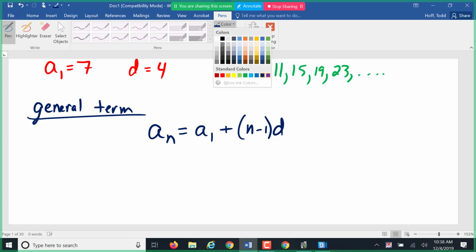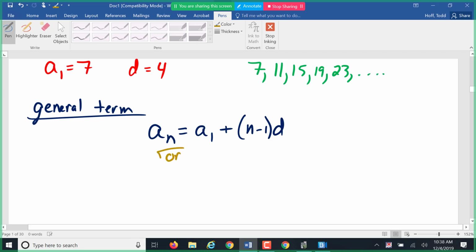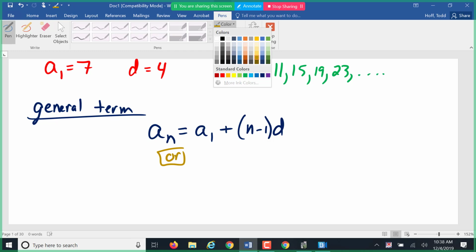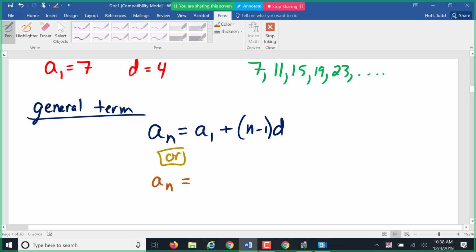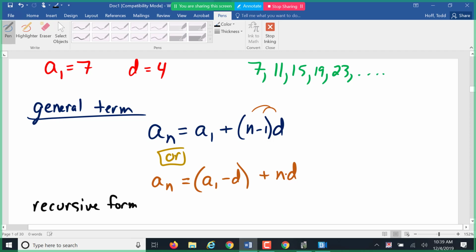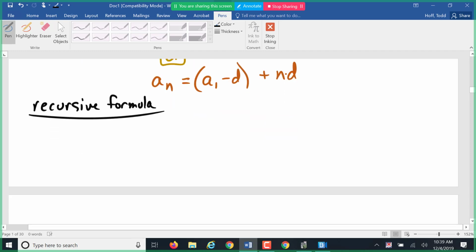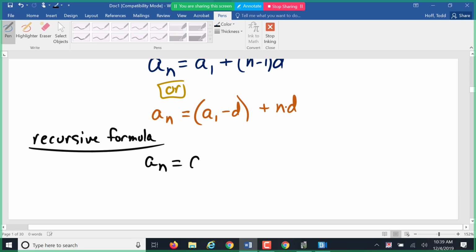Now we saw up above there was a way to adjust that. So we could alternatively write this as An equals A1 minus D plus n times D. Both of those are equivalent formulas. Notice if I just distribute the D here, I get nD minus D. Well, that's moving that minus D with the A1. The recursive formula is simply An equals An minus 1 plus D. That's just the definition of the arithmetic sequence: you take a previous term and you add that constant difference to it.